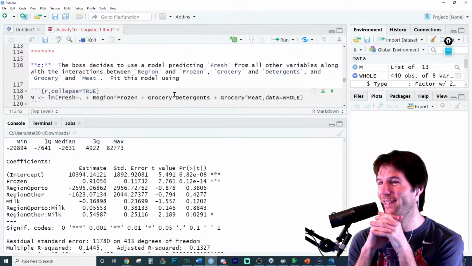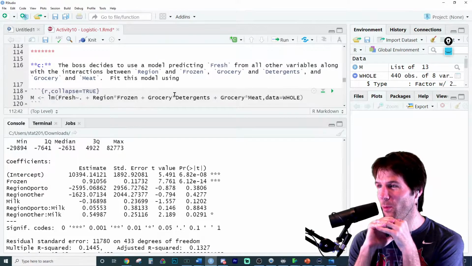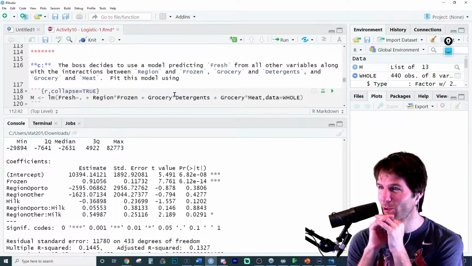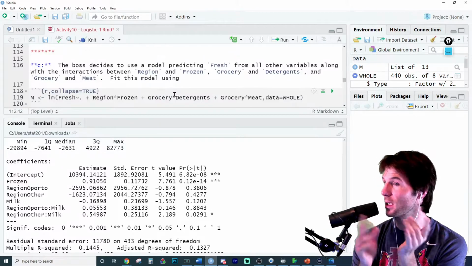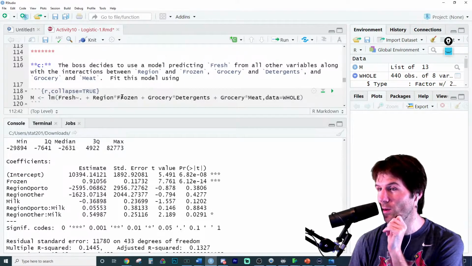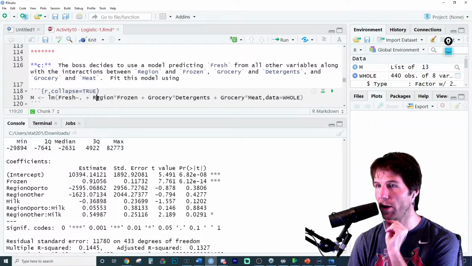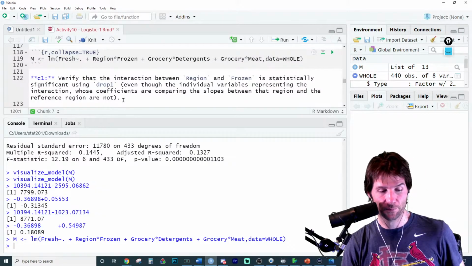I'm waiting until we get to the logistics stuff down here. We've done so many interactions. The boss decides to use the model predicting fresh from all the other variables along with the interactions between region, grocery, and detergent, and grocery and meat. Fit this model using the code. It's given to us right there. So we've got here the interaction between that, the interaction between that, the interaction between that, and then right here all the other variables.